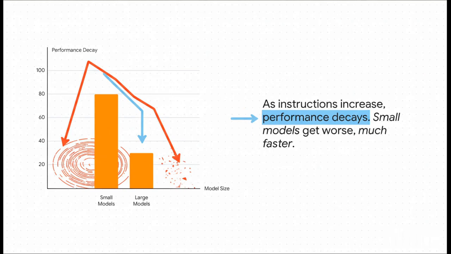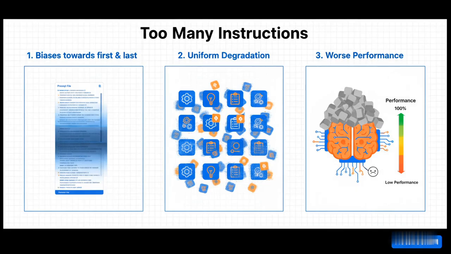And this chart just illustrates the point perfectly. Look what happens when you overload it. For smaller models, performance doesn't just dip, it falls off a cliff. For the bigger models, it's a more gradual slide downhill, but it's still a clear drop. More instructions literally makes the AI less effective. So let's just recap the damage. You overload the prompt, and three really bad things start to happen. First, it gets what's called lost in the middle. It only pays attention to the very first and very last things you told it. Second, it doesn't just ignore the new stuff. Its ability to follow any instruction gets worse. And third, its overall performance just tanks.